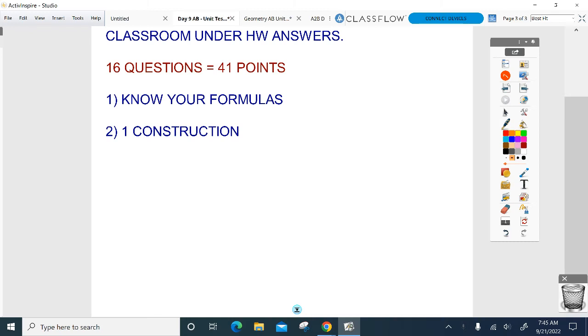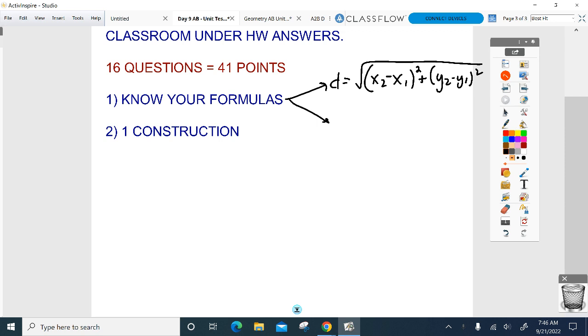16 questions, 41 points. I just told you from your quiz. Know the darn formulas. Let's review them again. Distance formula. X2, what's in the middle? Minus x1 squared plus y2 minus y1 squared. And then there's only two here. It's not like a list of them I'm asking, just two.